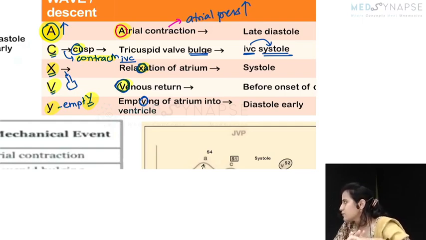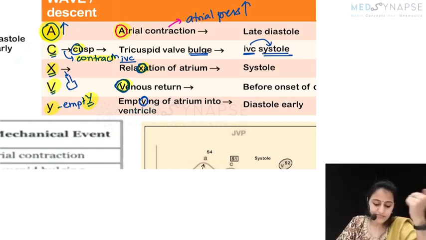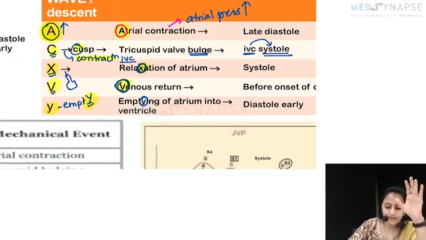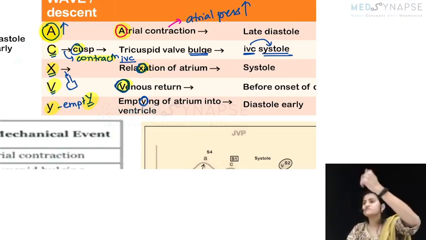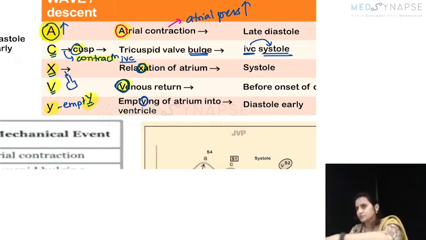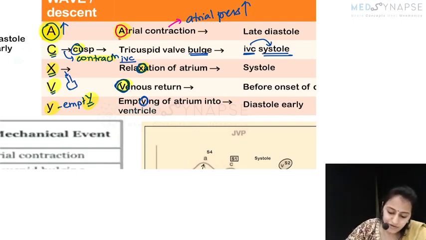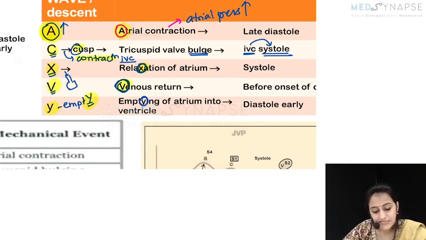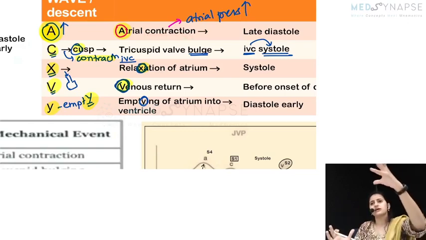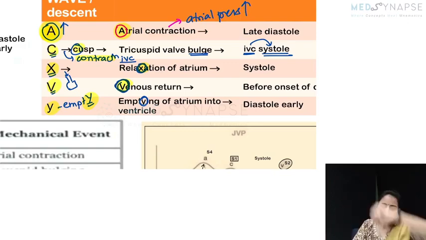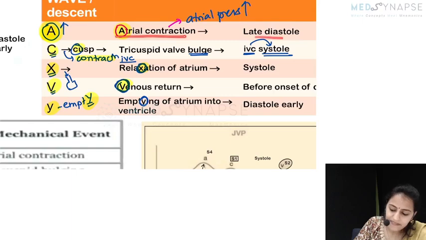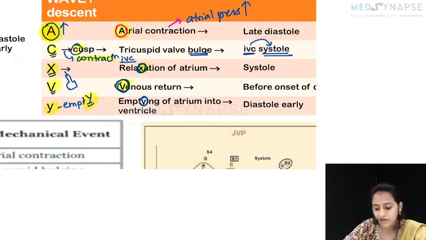Now let's look at which waves come in systole and which come in diastole. Remember that when we say systole or diastole, by default it means ventricular systole or ventricular diastole. So when the atrium is contracting, is it a systole or a diastole? Diastole. Remember, it's like a seesaw in the heart. If the atrium is contracting, the ventricle is not contracting, so it's a diastole.